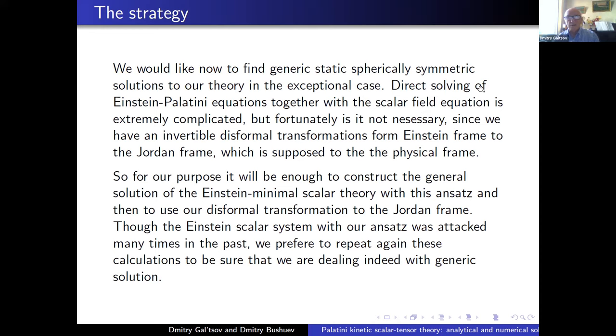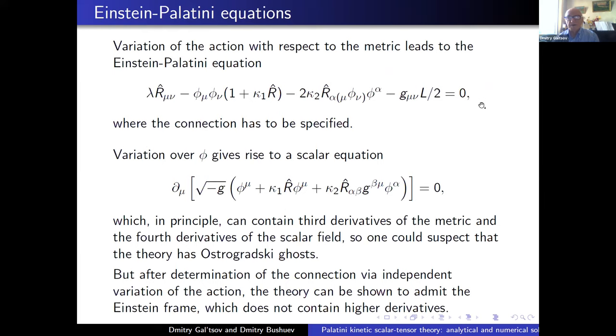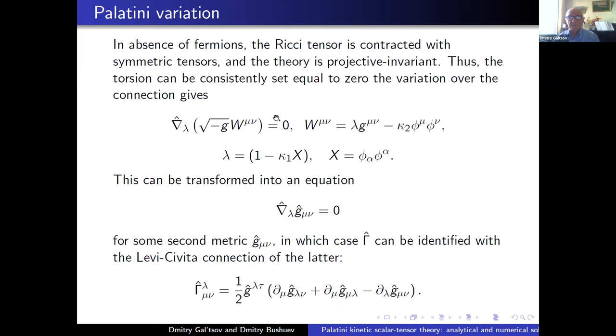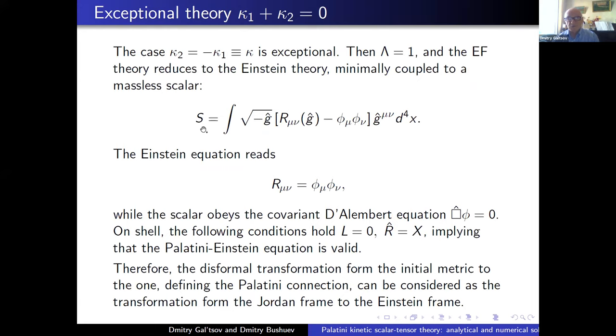Now, the first idea was to solve the Einstein-Palatini equations directly within this ansatz. But the equations are terribly complicated, even if you start with this and try to express in terms of some metric function, already in the static case. But it is not necessary, because we have a one-to-one correspondence with the Einstein frame. And here the equations are trivial. So what we need now is just to find the generic solution of these equations.